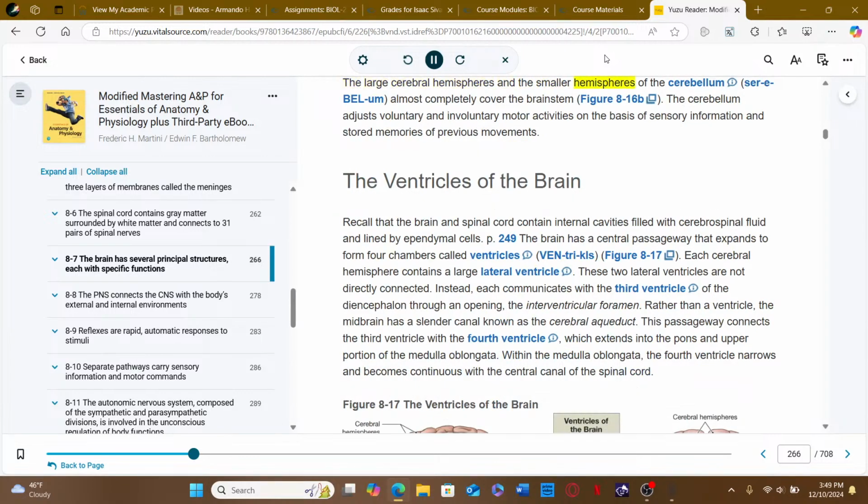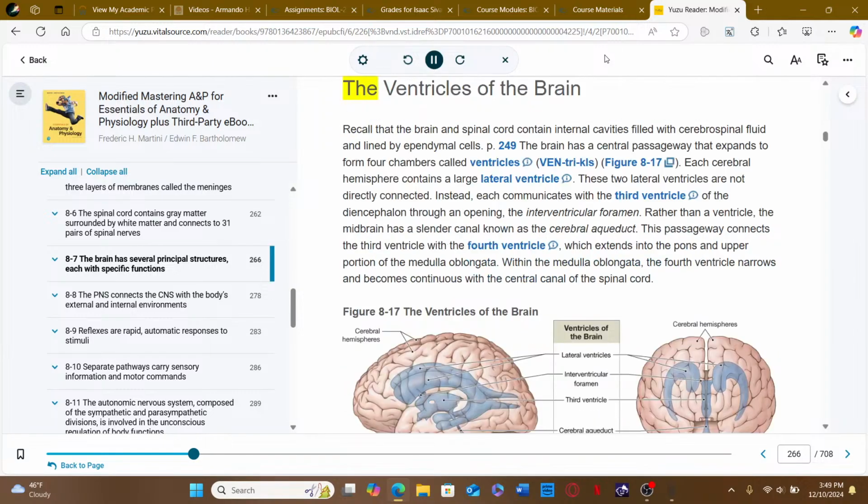The large cerebral hemispheres and the smaller hemispheres of the cerebellum almost completely cover the brainstem, figure 8-16b. The cerebellum adjusts voluntary and involuntary motor activities on the basis of sensory information and stored memories of previous movements.